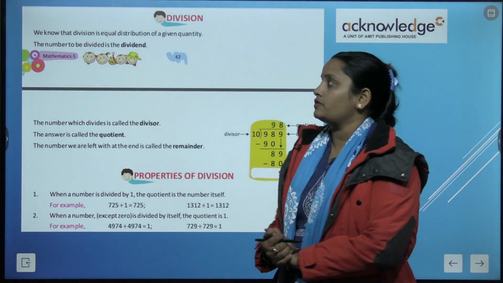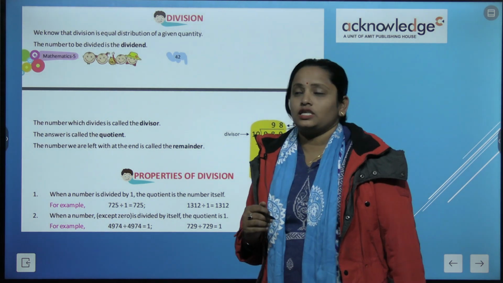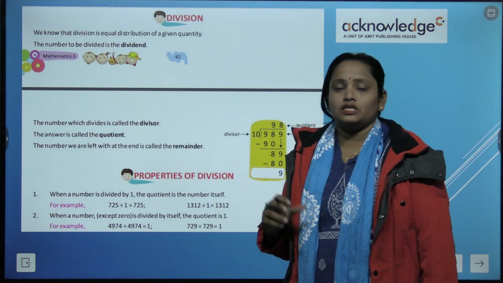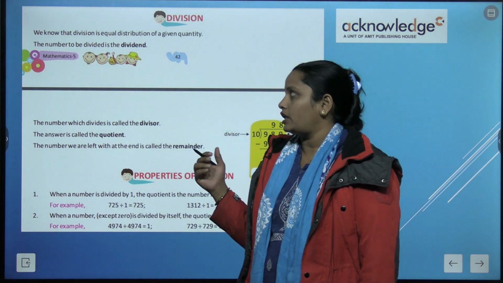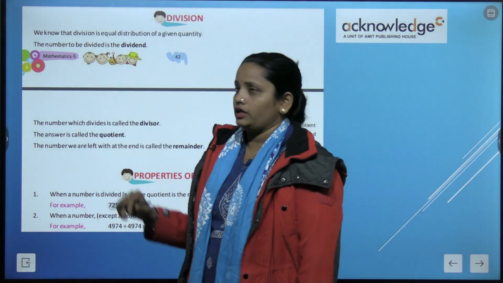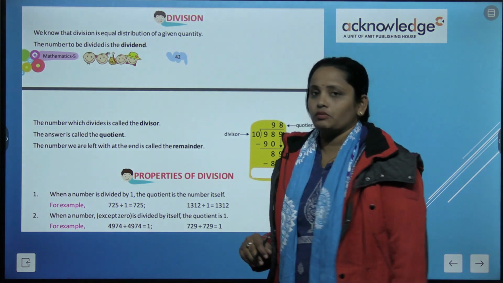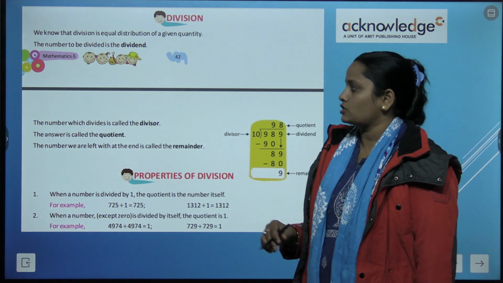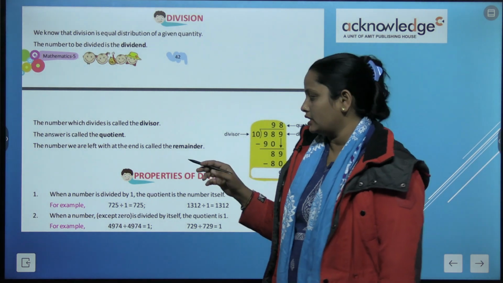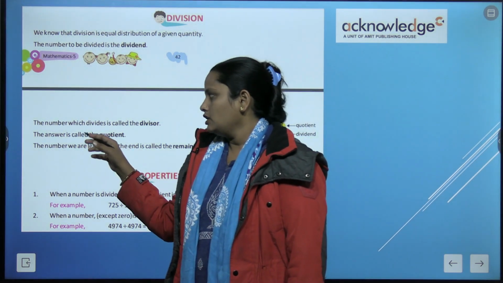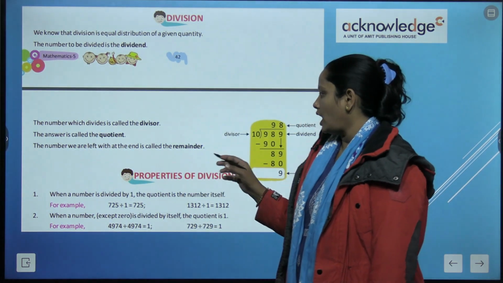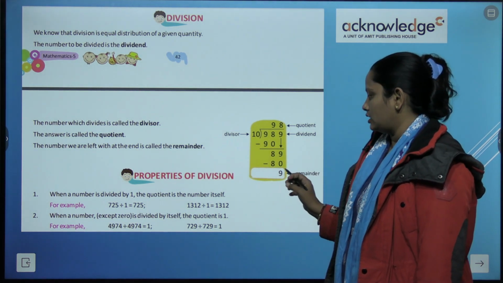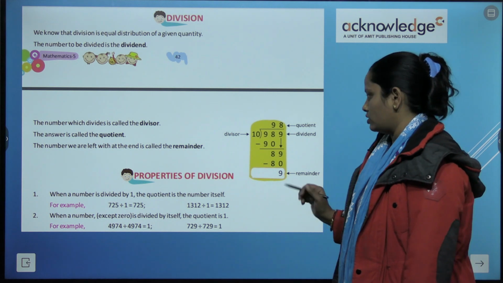Now let's learn division. We know that division is equal distribution of a given quantity. किसी भी चीज को equally बांटना ही division कहलाता है. The number to be divided is called the dividend. जिस number को divide करते हैं हम उसे dividend कहते हैं. The number which divides is called divisor. और जो number divide कर रहा है उसे हम divisor कहते हैं. The answer is the quotient and the remaining that is left at the end is called the remainder.